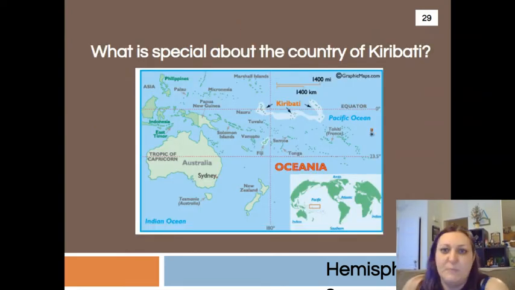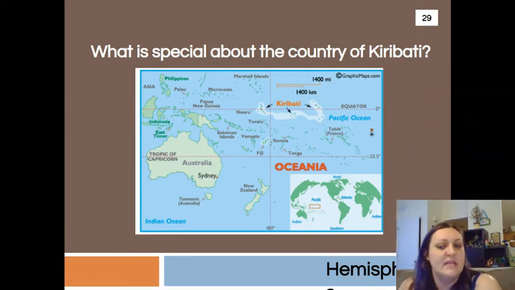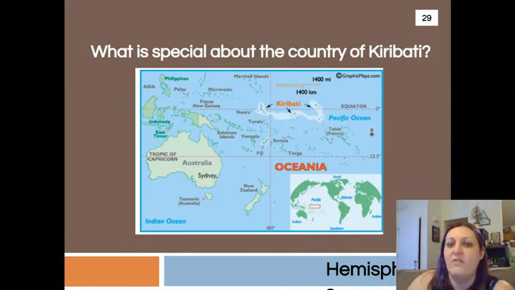This is a very special country, and I'm not going to give it away too much, but I want you to think about what we've just been talking about, all 4 hemispheres and countries overlapping those imaginary lines. What is special about the country of Kiribati? Kiribati is this U-shaped country right here that I'm circling with my pointer that has the orange label. So I want you to look really closely at this map and answer the question in your notes. What is so special about the country of Kiribati?